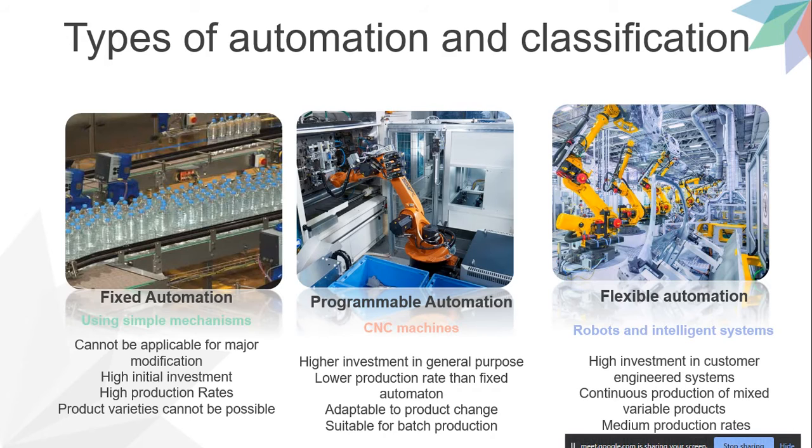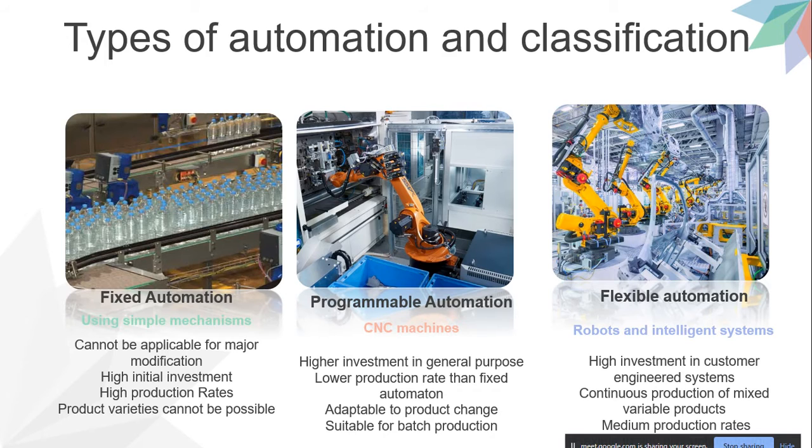The best example is fixed embroidery design, which is a fixed automation process. It is generally applied for major production or mass production where the modification is very minute. You need not modify the thing. Your initial investment is pretty much higher, but your production rate is also equally higher. The best example is bottle filling, all those things.